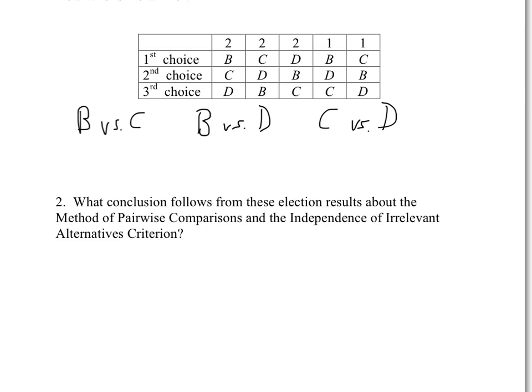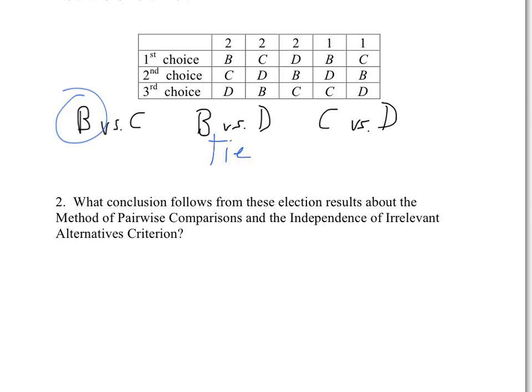There are now only 3 head-to-head matchups to consider. B versus C, we find that B is the winner. In the contest between B and D, there turns out to be a tie. You see these two and those other 2 voters, for a total of 4, have B higher than D, but these 4 voters have D higher than B, so this is a tie.